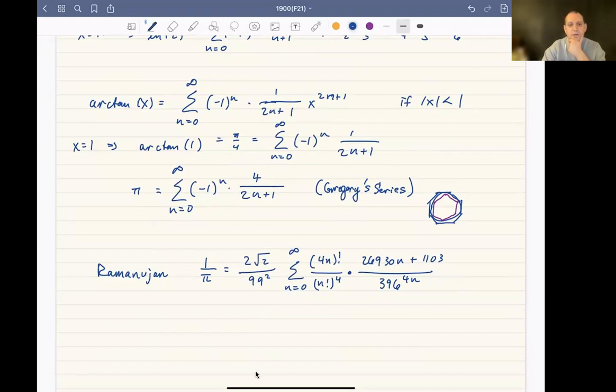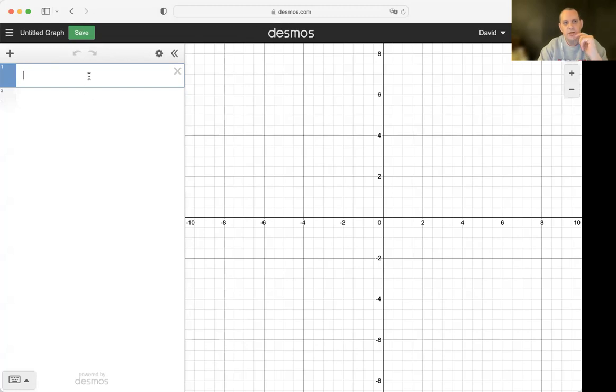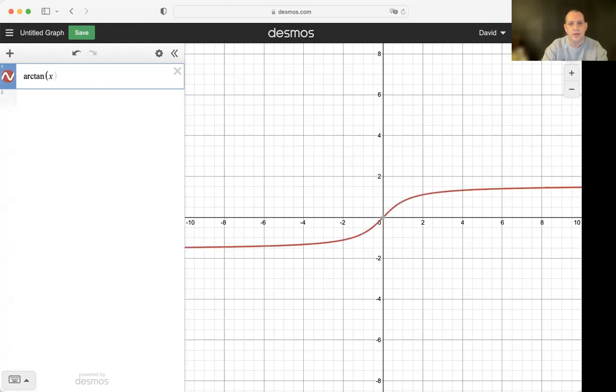But one other thing I want to show you with power series: I'm going to stop sharing my notes, and I'll share this screen here with the graphing calculator. What I want to do is show you arctangent. So arctangent of x we know looks like that. As x goes to infinity, it asymptotes at pi over 2, and the same as x goes to negative infinity. But on the other hand, we have a power series representation of arctangent.